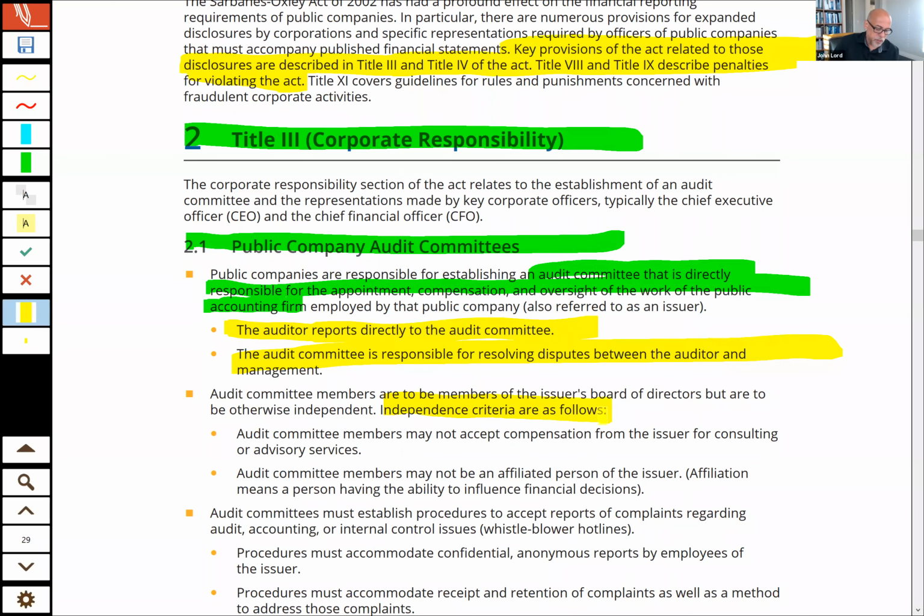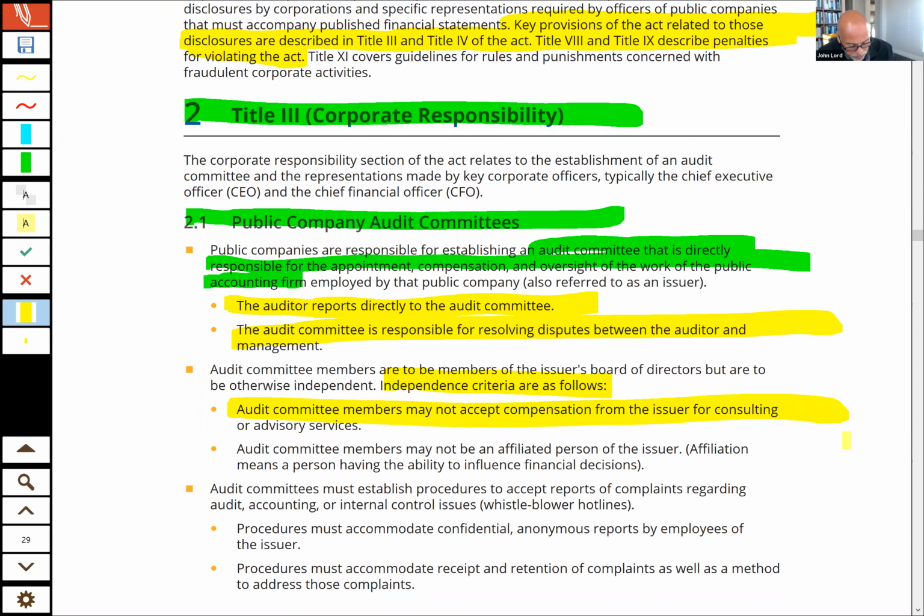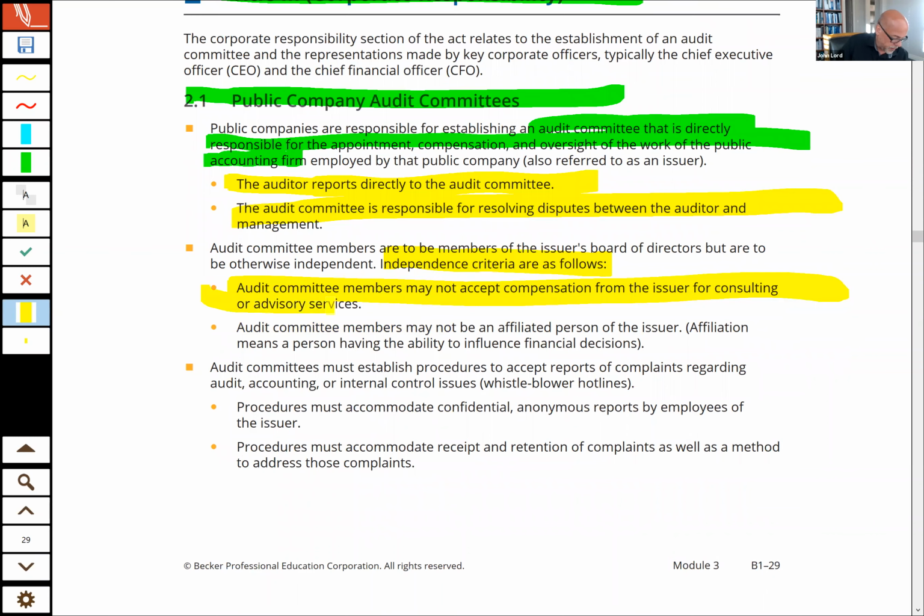The independence criteria are as follows. The audit committee may not accept compensation from the public company, the issuer, for consulting or advisory services. The audit committee members may not be an affiliated person of the issuer, so someone who has the ability to influence financial decisions. That doesn't mean someone from management can't sit on the board of directors, but they can't sit on the audit committee. The audit committee must establish procedures to accept reports of compliance concerns regarding auditing, accounting, internal control, or whistleblower hotlines.